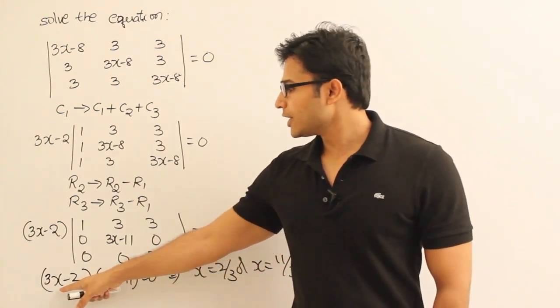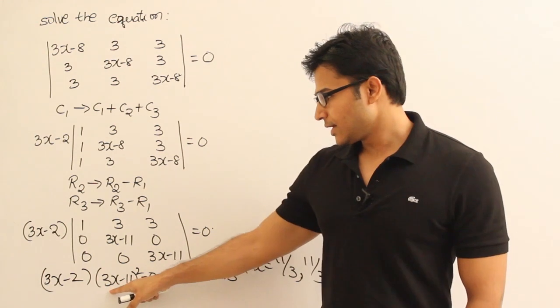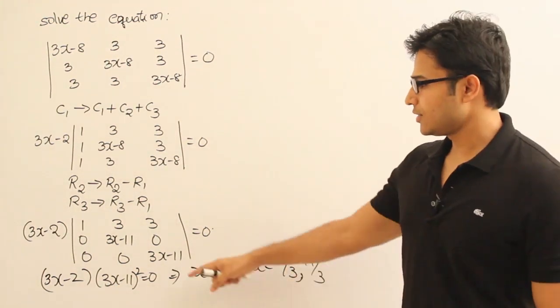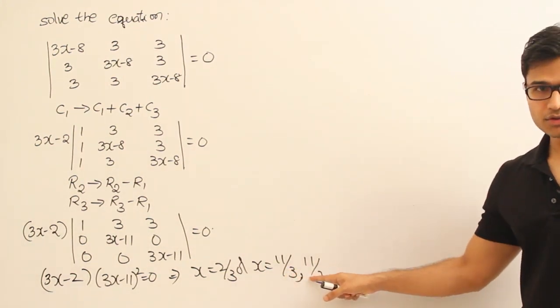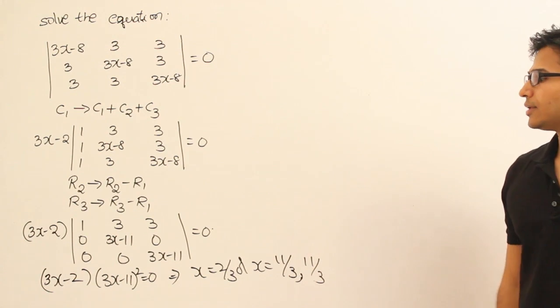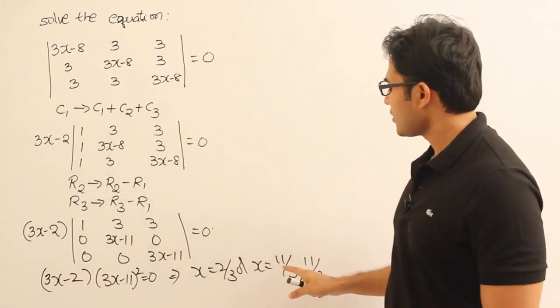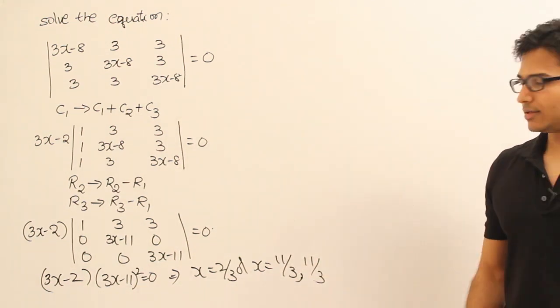From the first factor we get x equal to 2 by 3, and from the second one, watch this, it is a quadratic equation. It is supposed to have two roots, but here we get only one root, so the roots are repeated. We have two roots, both are 11 by 3 and 11 by 3. Therefore whenever x equals 2 by 3 or 11 by 3, the value of this determinant is going to be 0. Got it?